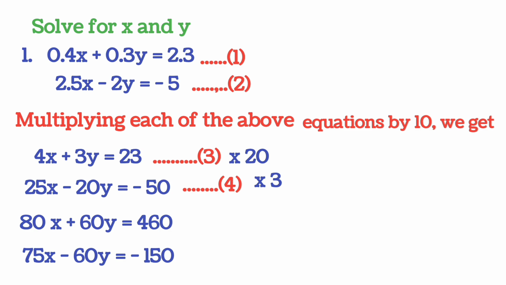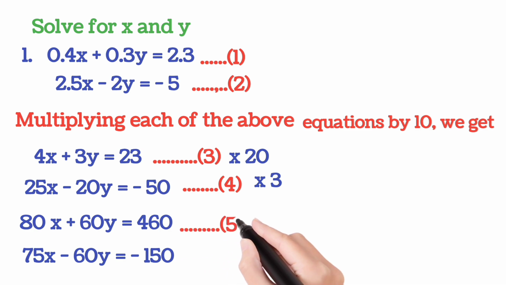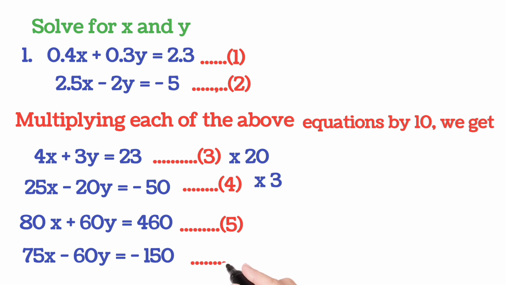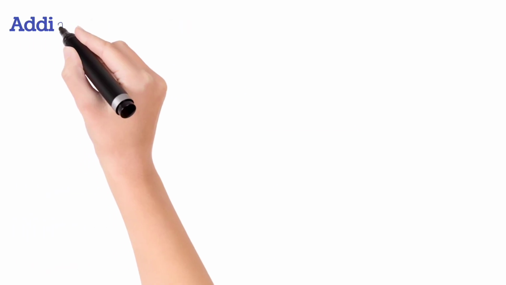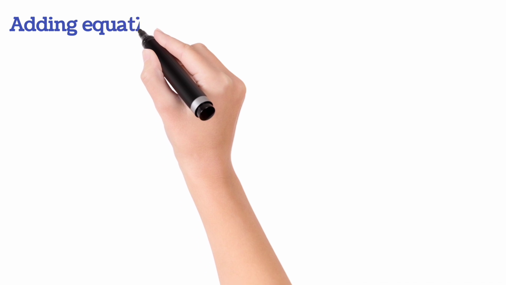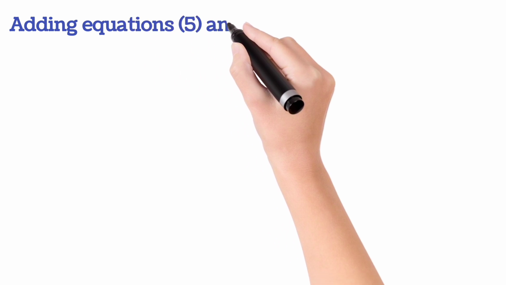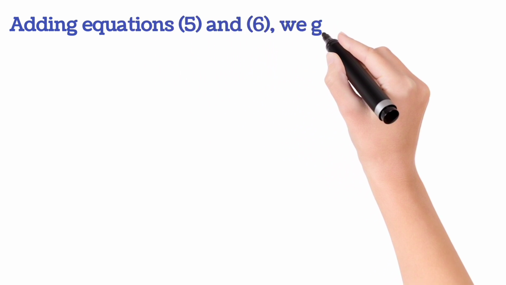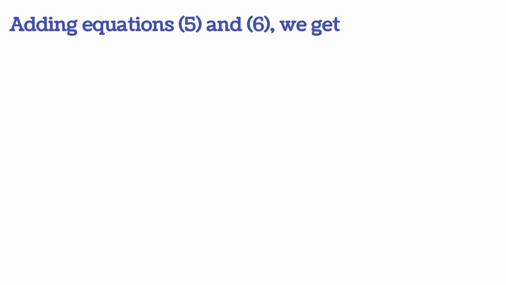Next, 25 into 3, that is 75x minus 60y equals 150 times minus, so minus 150. You can see that for variable y, the coefficients are both 60, but one is plus, one is minus. I told you, if the signs are different, then we have to do addition. So we will do the addition, and we will add equation number 5 and 6.